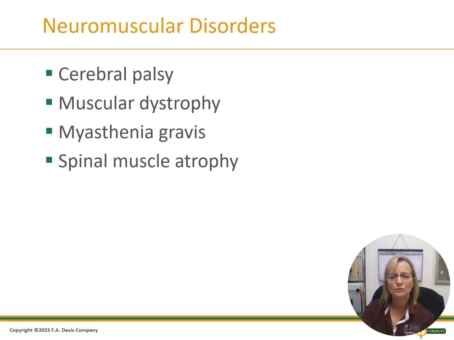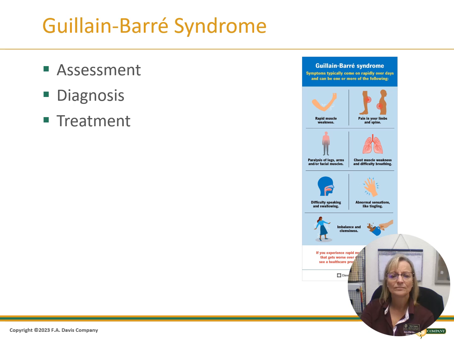Spinal muscle atrophy, we're going to hit that just very quickly. It is a recessive genetic disorder. It results in wasting and weakness of voluntary muscles. It is a degenerative disorder of the anterior horn cells. It is the second most common neuromuscular disorder in kids, and the initial finding is often proximal lower extremity weakness. And that's all we're really going to say about that.